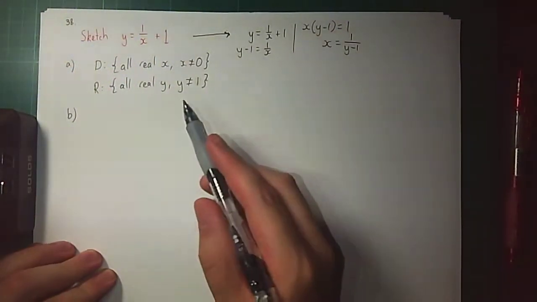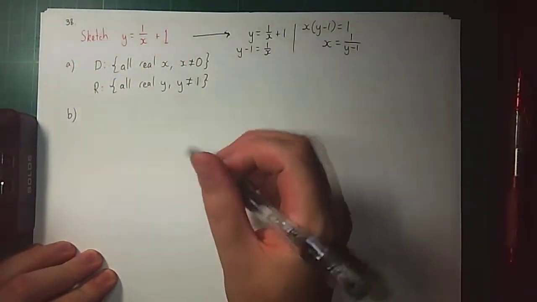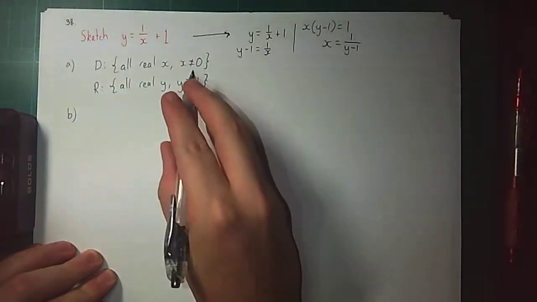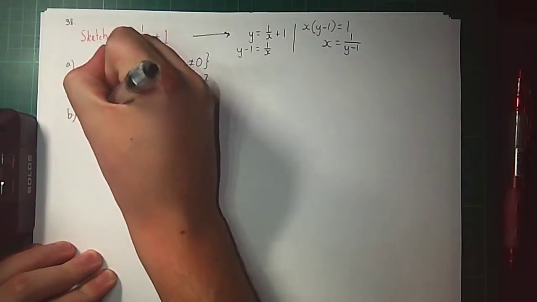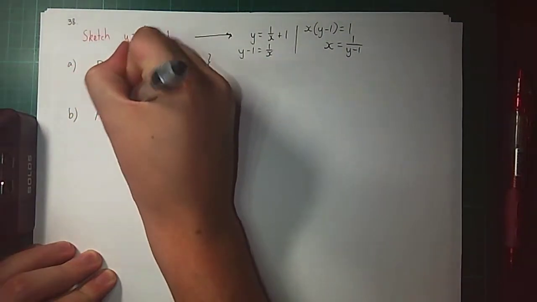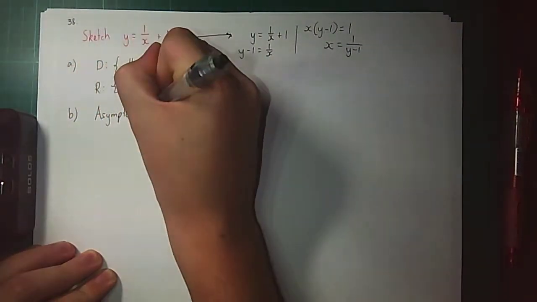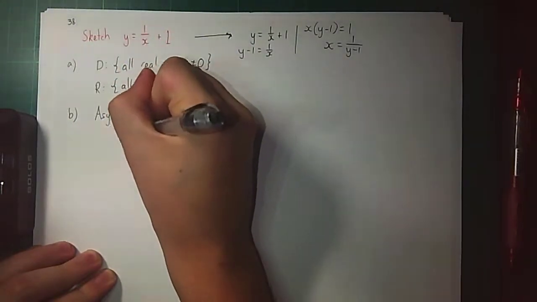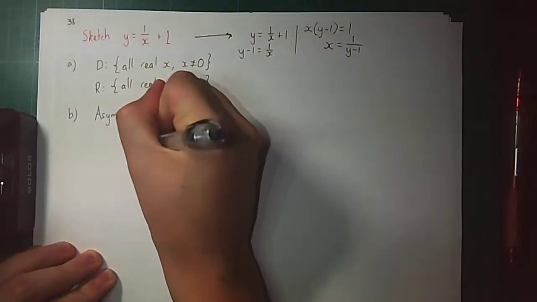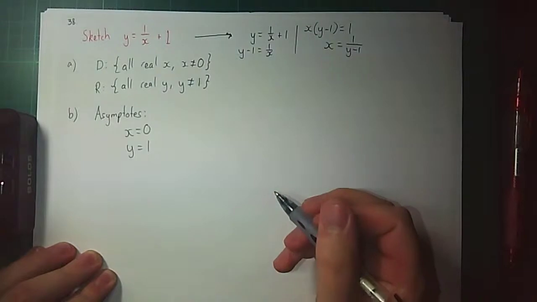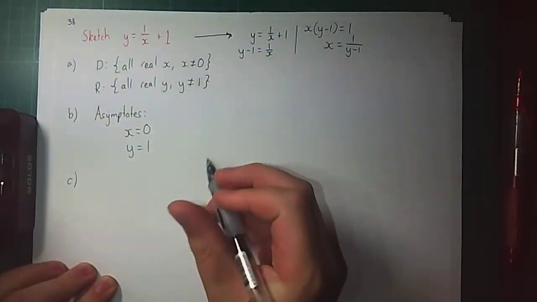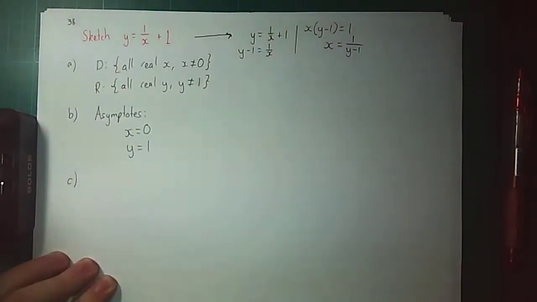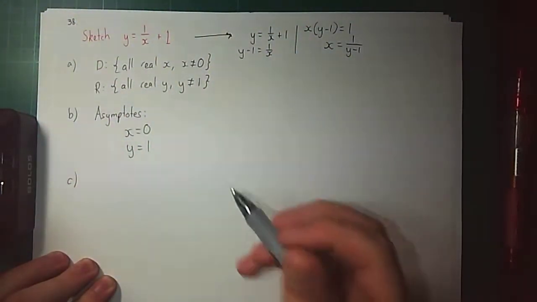From this, we're able to actually find our asymptotes as well. As x can't equal 0 and y can't equal 1, our asymptotes are, of course, x equals 0 and y is equal to 1. Next, we have to find our x and y-intercepts.